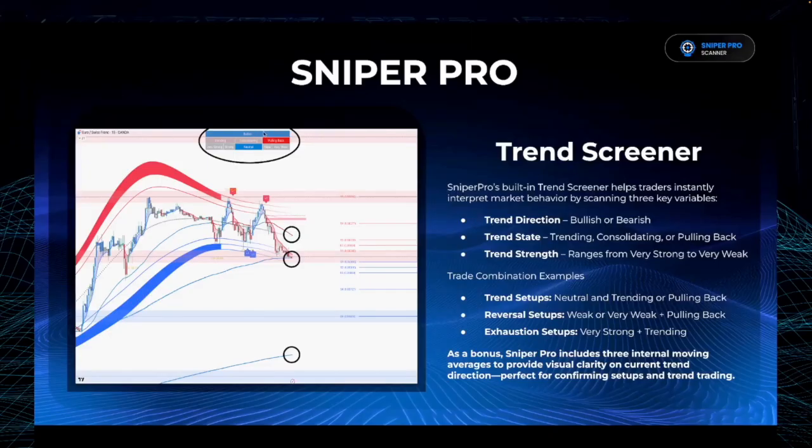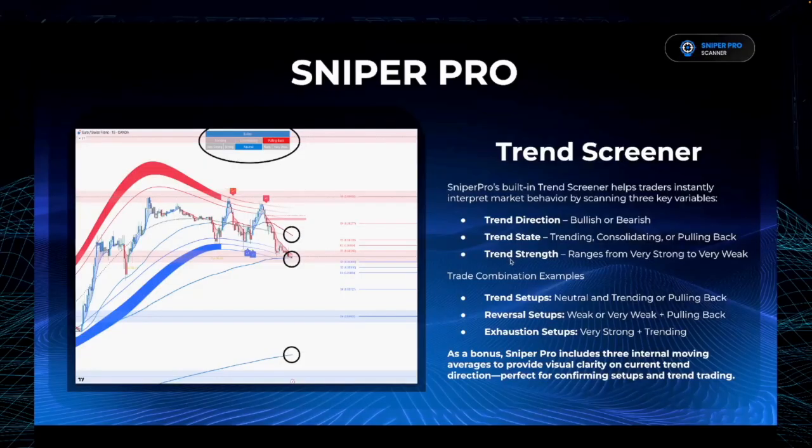All right, if price is above or below our long-term EMA, this will let you know if price is bullish or bearish. Then secondly, you have the trend state. This will help you understand if the market is bullish and trending, bullish and consolidating, or bullish and pulling back. So in this visual example, you can see that the market is bullish. It is above the long-term EMA. However, it is pulling back.